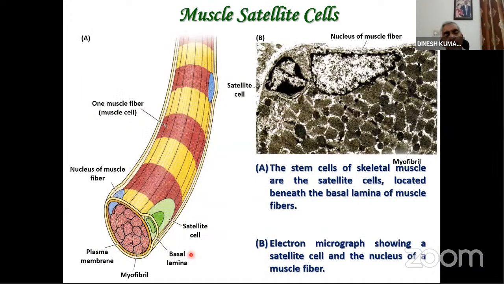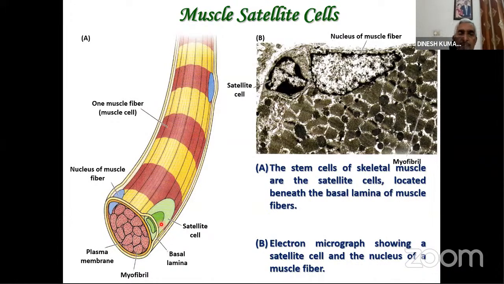Likewise, besides skin epithelial cells, there are satellite stem cells in the muscles. These satellite stem cells are very important because, if there is any injury in the muscle, they fill up that portion continuously.